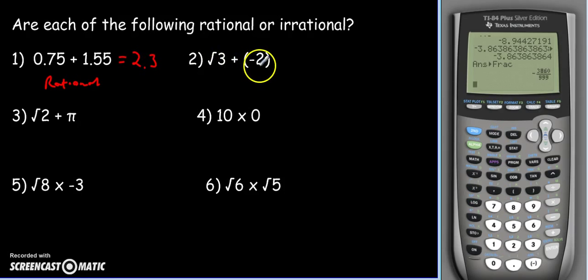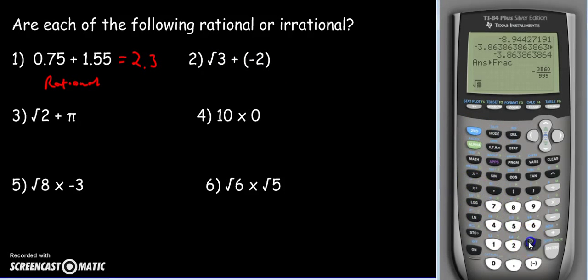Radical 3 plus negative 2. That one's harder to check. Let's find out. What is the square root of 3 plus negative 2?